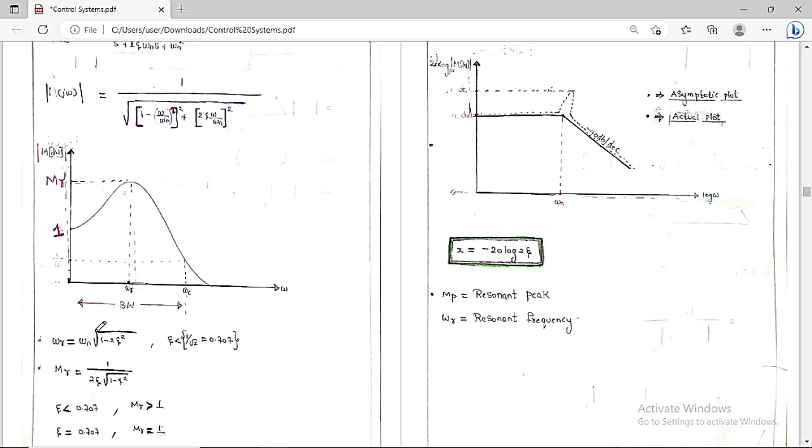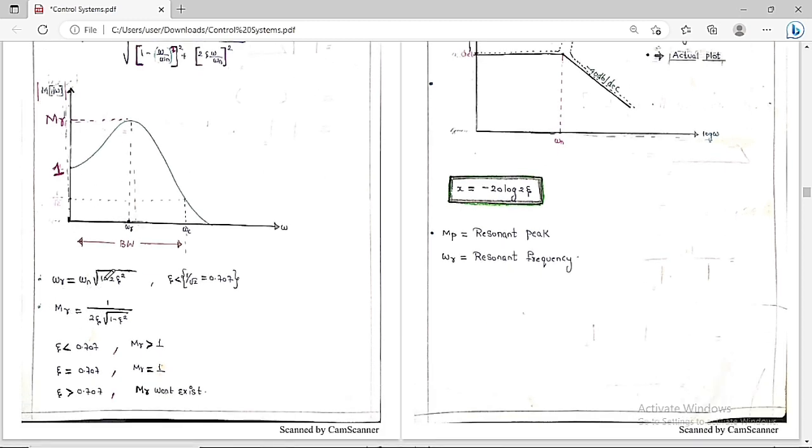So what is the omega value? Omega is equal to omega n into root over 1 minus 2 zeta square, and the value of zeta should always be less than 1 by root 2, which is equal to 0.707.